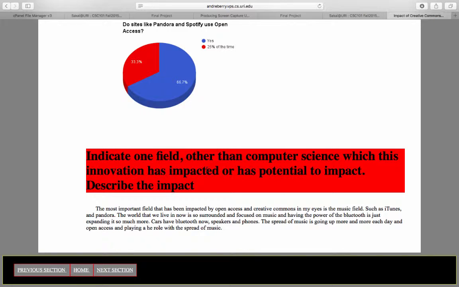Indicate one field other than computer science which this innovation has impacted or has potential to impact, and describe the impact. Well, the most important field that has been impacted by open access, in my eyes, is the music field: iTunes, Pandora, Spotify. The world we live in now is surrounded and focused on music and the development of music, and the power of Bluetooth is expanding it much more. Cars have Bluetooth now, speakers, phones. The spread of music is going up more and more each day, and open access is playing a huge role in it.